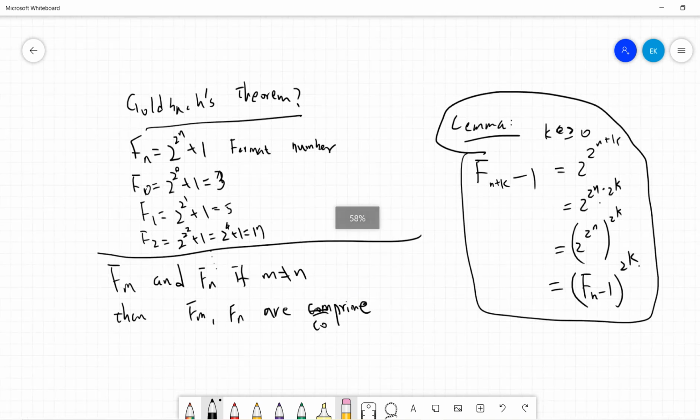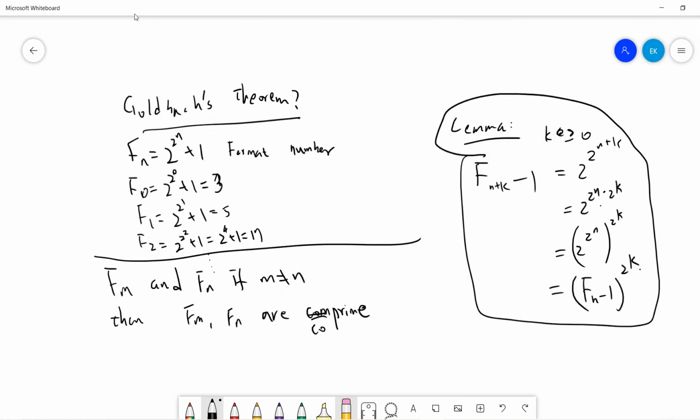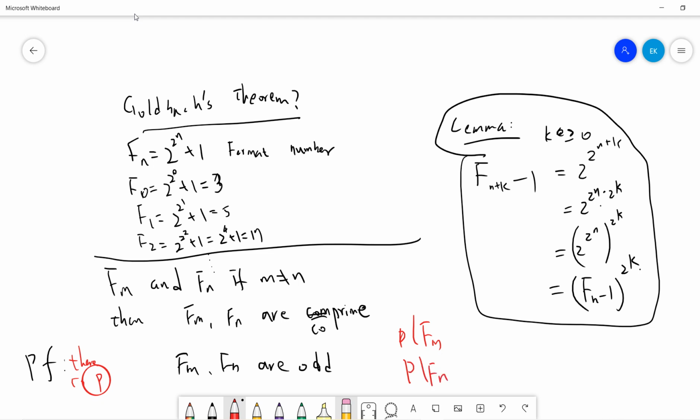By definition, you see that F_m and F_n are odd. So I want to prove by contradiction. I first assume that there is a prime factor p such that p divides F_m and p divides F_n. And we know that F_m and F_n are odd, which tells you that p is odd.